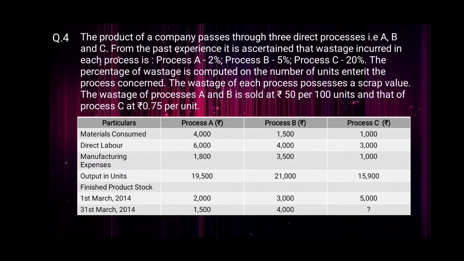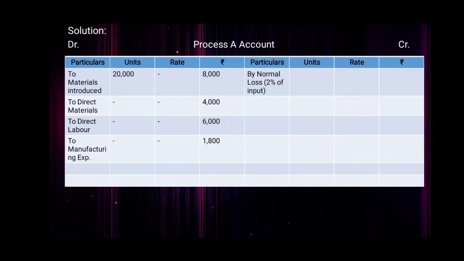Next, normal loss. So the normal loss for process A is given as 2% of input and scrap value is given for process A as 50 per 100 units. So we'll record it by normal loss 2% of input, that is 20,000. So the amount will be 400 units at the rate of 0.50. So the amount will be 200.